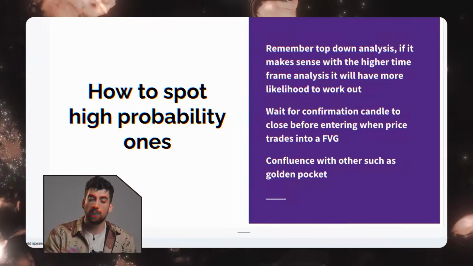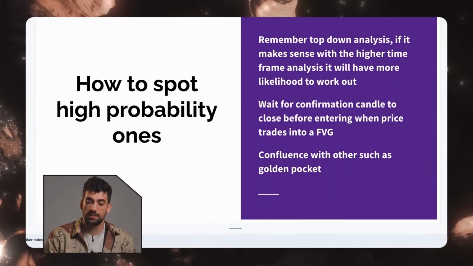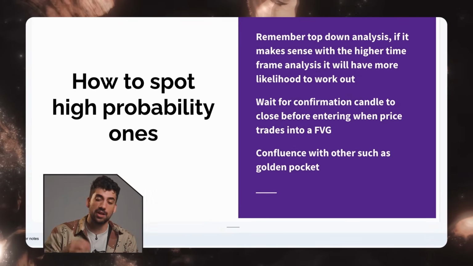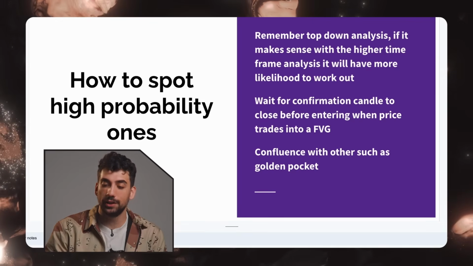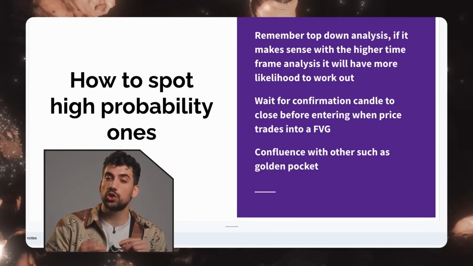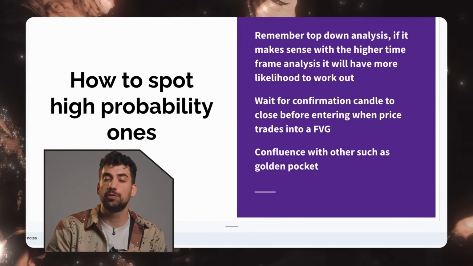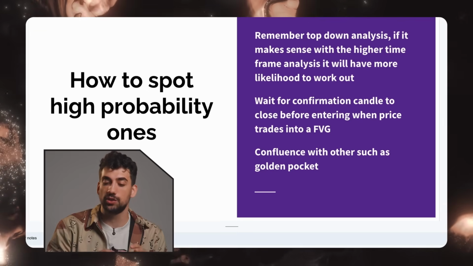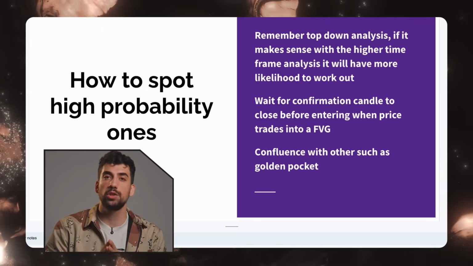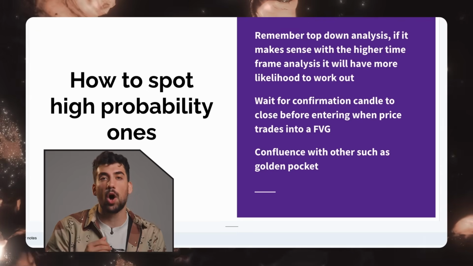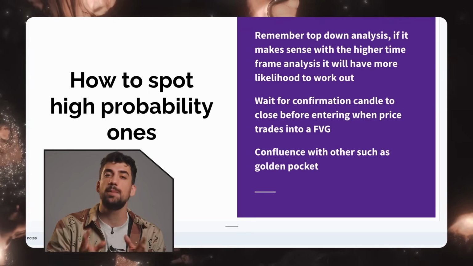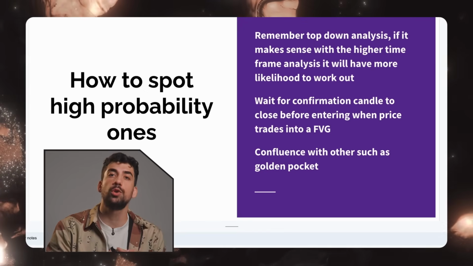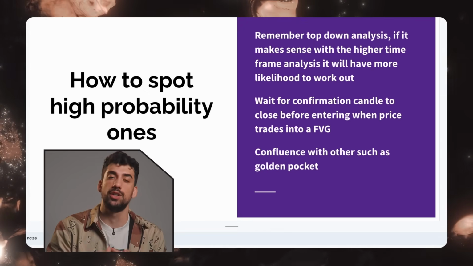Remember this, how to spot high probability fair value gaps. Always top-down analysis. If it makes sense with a higher time frame analysis, it will have a higher likelihood to actually work out. Wait for your confirmation candle to close before entering when price trades into that fair value gap. Look for the other confluences like I just showed you, golden pocket or any other confluences that you might like in your trading, like a VWAP, an EMA. It does not really matter. More confluences, more chances that trade will play out.